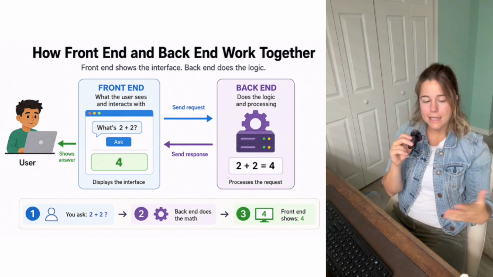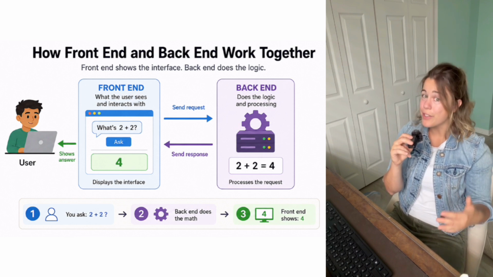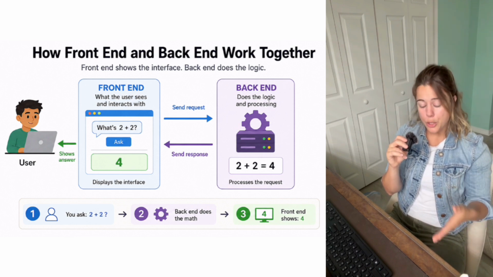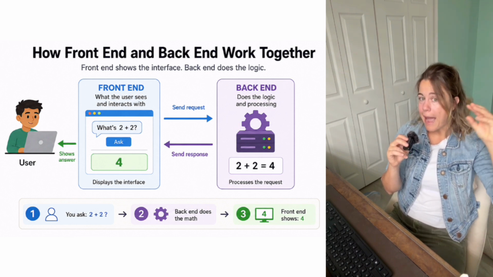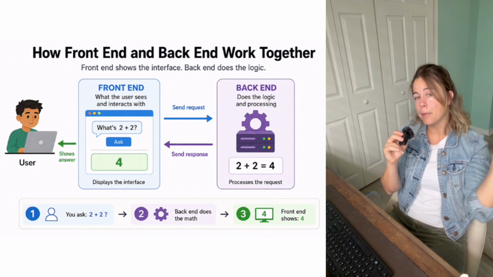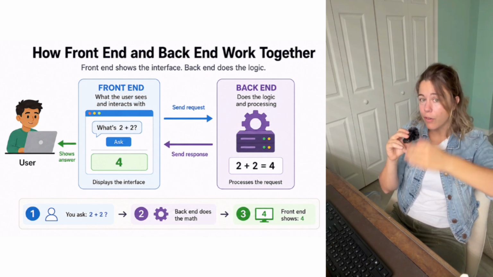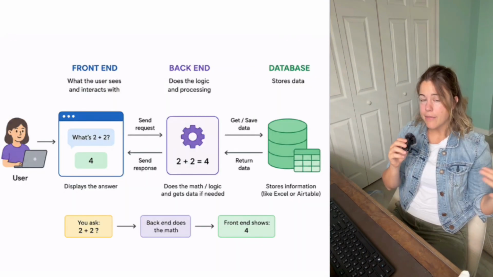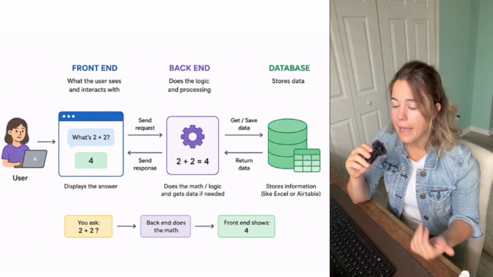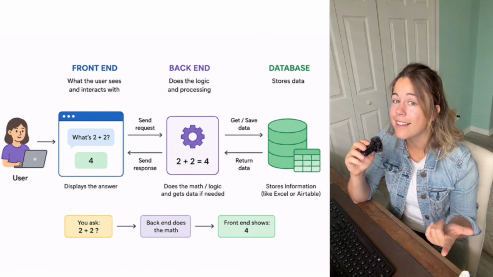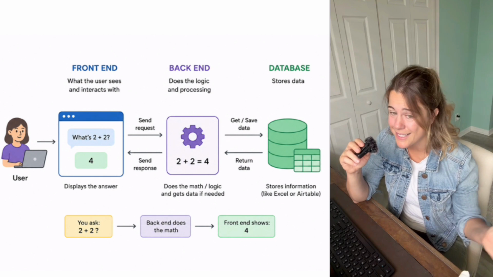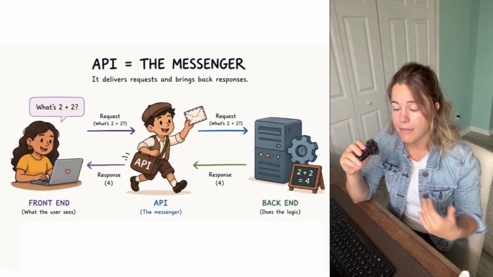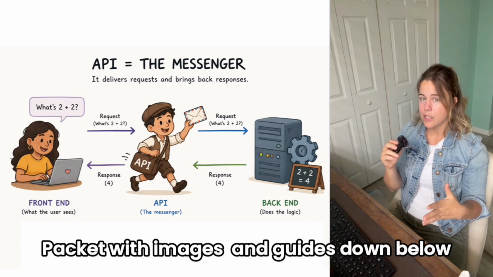So let's say you wanted to ask what's 2 plus 2. This is a very simplified example. 2 plus 2 equals 4. Maybe the back end does the logic, does the math, and then it presents 4 as the answer, and the front end displays the answer. Then you have a database which stores the data. Think about Airtable, think about Excel. Excel is basically a database system. So you have the front end, back end, database, and then how they communicate to each other.